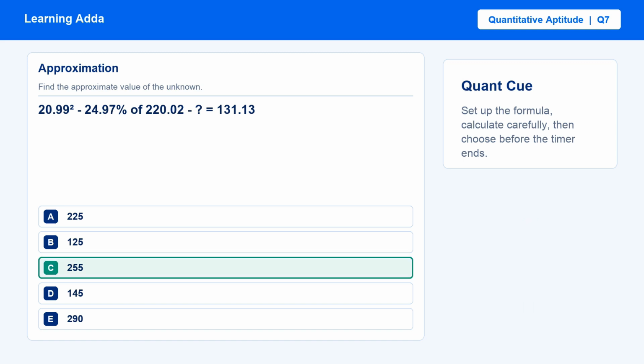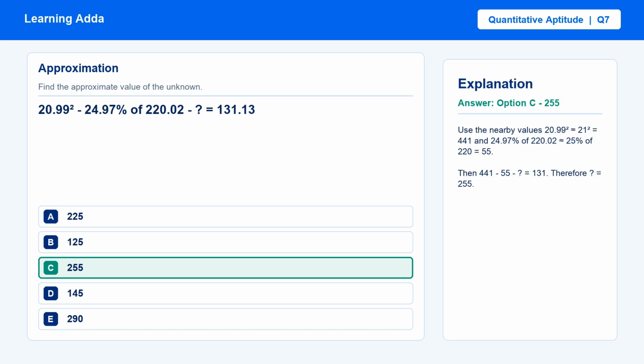The answer is option C, 255. Use the nearby values: 20.99 squared is about 21 squared, which is 441, and 24.97% of 220.02 is about 25% of 220, which is 55. Then 441 minus 55 minus ? is equal to 131. Therefore ? is equal to 255.